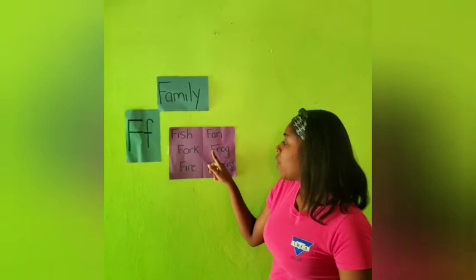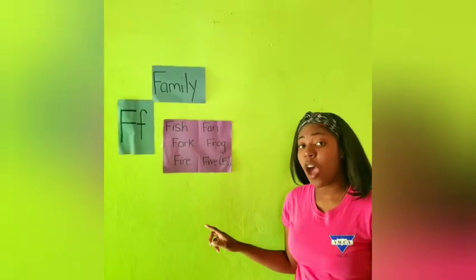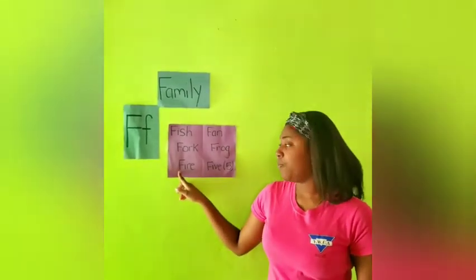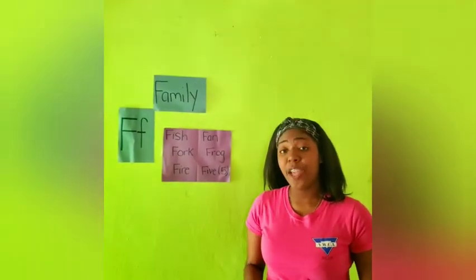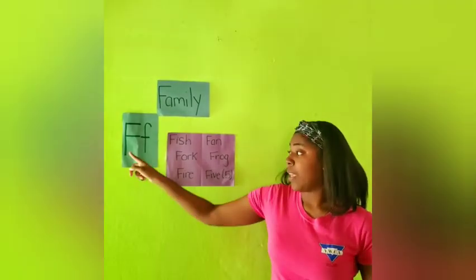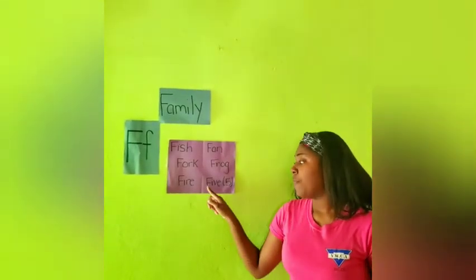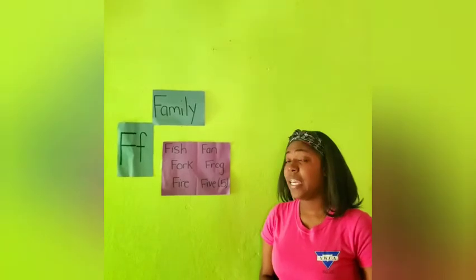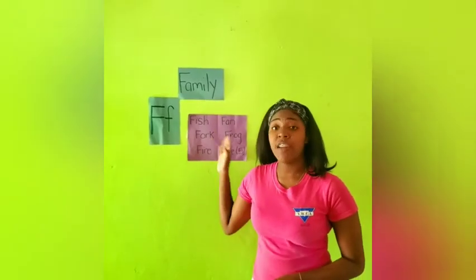Another word. Frog. Let's say it again. Frog. And frog begins with the letter F. Good job. How about the other word? Fire. Again. Fire. And fire begins with the letter F. Very good. And how about this last word here? Five. Let's say it again. Five. And five begins with the letter F. Very good, boys and girls. Thank you for helping me read all these words that begin with the letter F.